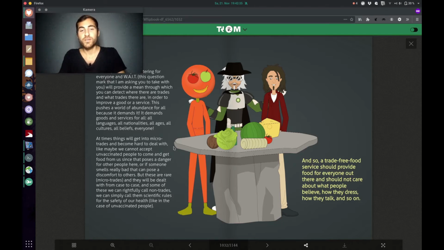And some of these we can rightfully call non-trades. We can simply call them scientific rules for the safety of our health, like in the case of unvaccinated people. Of course, people should be smart enough and educated enough to realize that vaccines are important to get rid of certain diseases and so on. And so a trade-free food service should provide food for everyone out there and should not care about what people believe, how they dress, how they talk, and so on.